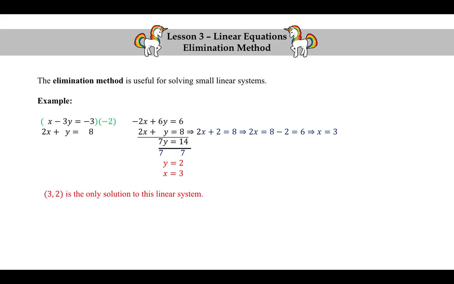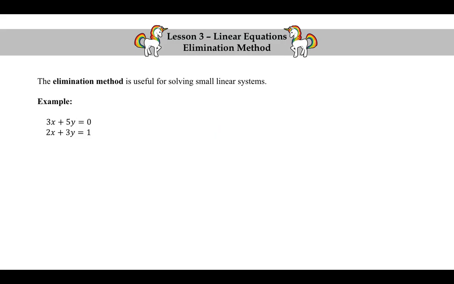So it follows that (3, 2) is the only solution to this linear system. Okay, another example. 3x plus 5y equals 0, 2x plus 3y equals 1. So there are many things we can multiply by here to get one of the variables to match up. We could use fractions and just multiply one equation by a single number, but to avoid messy fractions, I'm going to instead multiply each equation by a non-zero number.